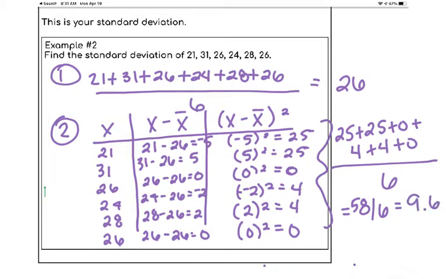But this is not your standard deviation. Your standard deviation is going to be when you find the square root of that number, which should give you something around 3.1. And that is your standard deviation. That is going to be the distance between your mean and your data values.